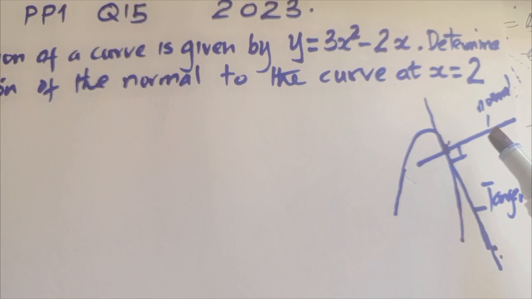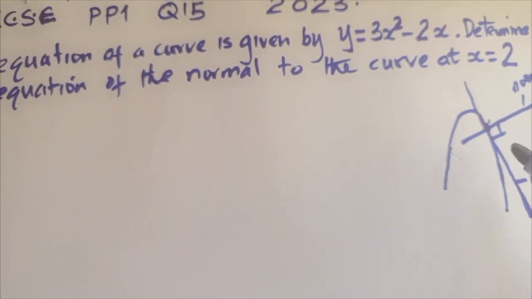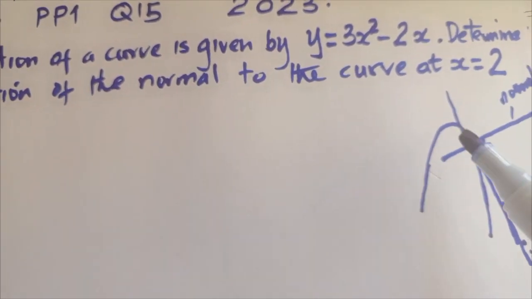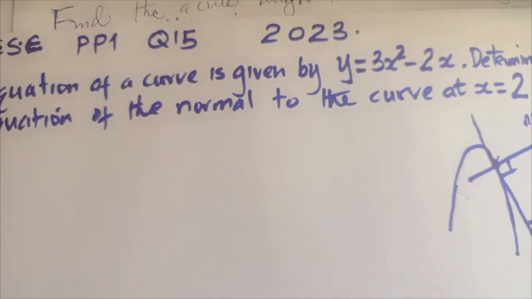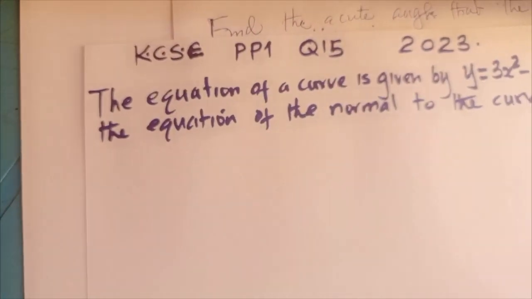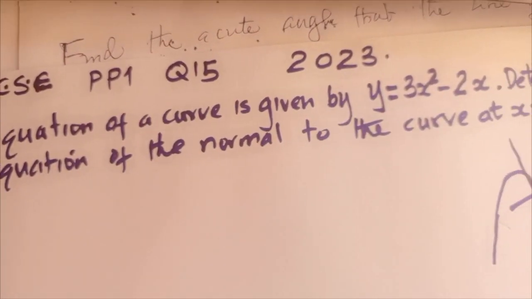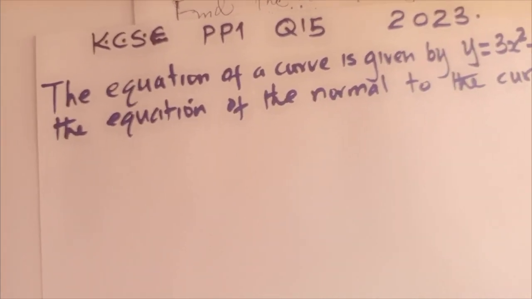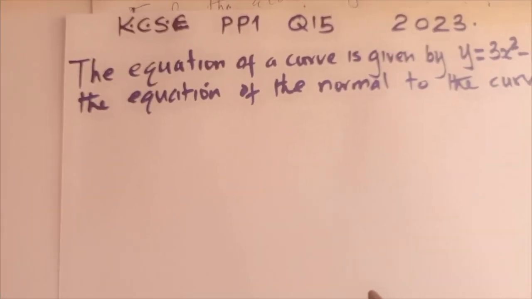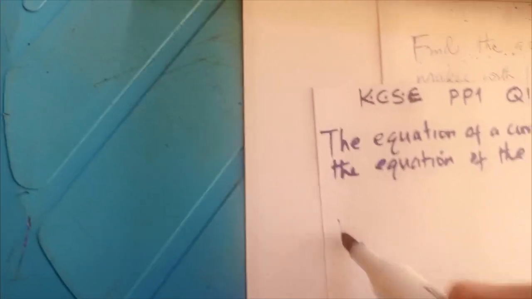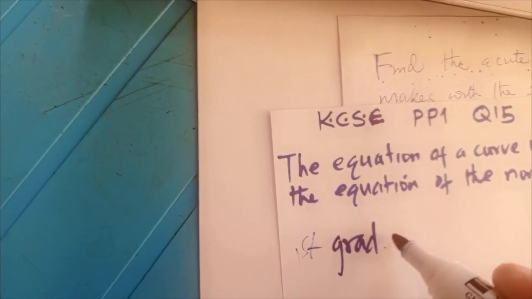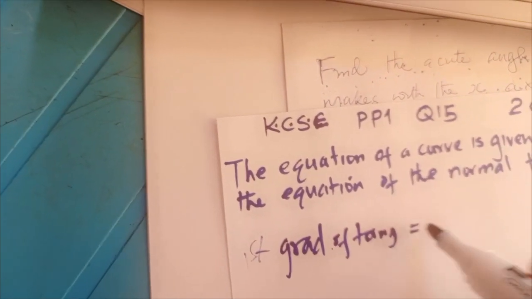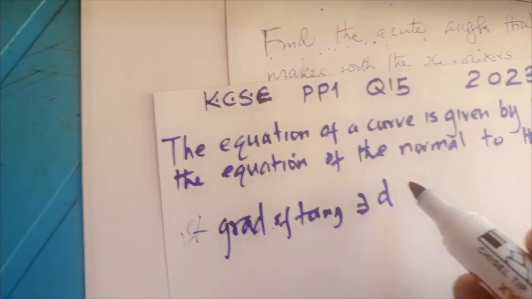So how do we get its equation? First of all, we have to approach it by first getting the gradient of the tangent, and then we'll use that gradient of the tangent to get the gradient of the normal, and then move from that point. Now, this question doesn't expect us to draw first. This question expects us to use calculus, and the branch of calculus that is applicable is differentiation. So the first step is to get the gradient of the tangent, which we get by getting the gradient function dy/dx, or the derivative of the equation that we have there.